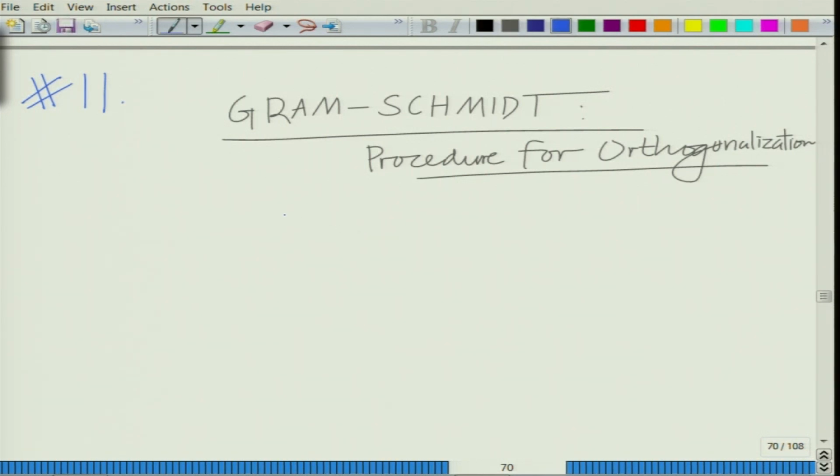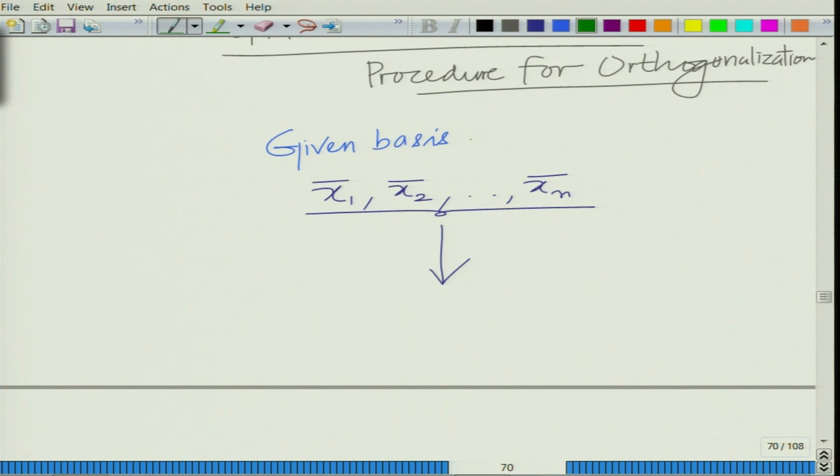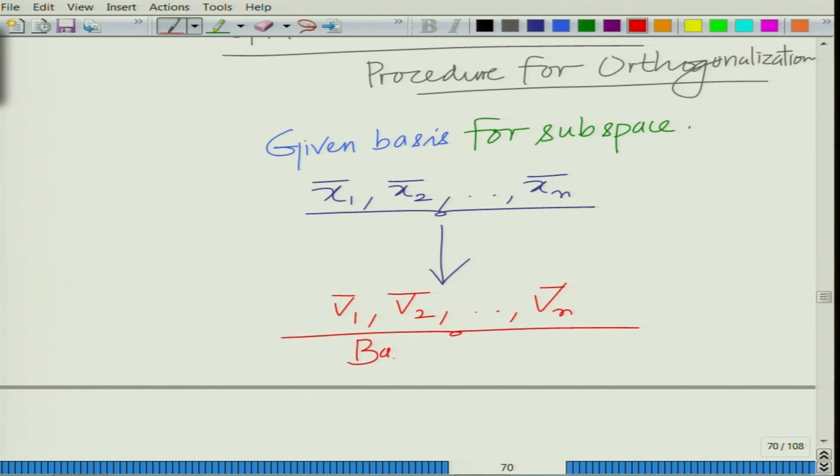The procedure is basically as follows. Let us say we have a basis for a subspace that is given by the vectors x1 bar, x2 bar, and so on, xn bar. This is a basis. This can be any basis. Now, from this, we obtain, for the same subspace, another basis v1 bar, v2 bar, up to vn bar, such that this is a basis for the same subspace.